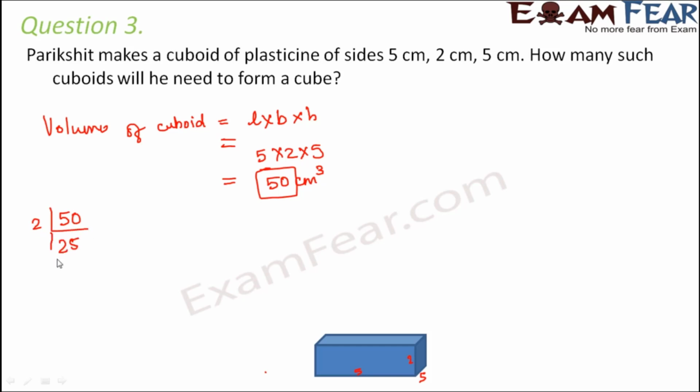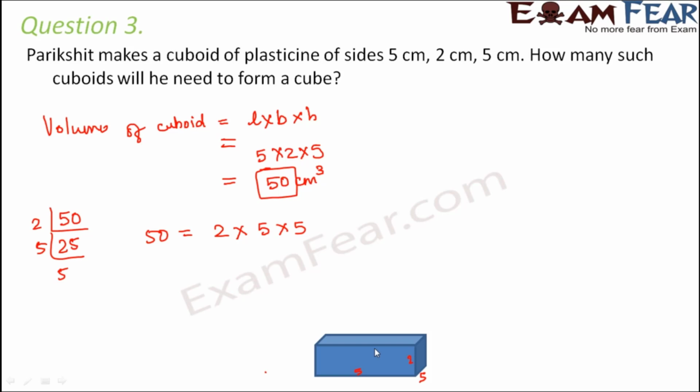Why am I doing this? I'll tell you. When we look at its prime factorization, it is 2 into 5 into 5, which again proves that 50 is not a perfect cube, and that is why this is a cuboid and not a cube. Now, is there any number by which we can multiply this number such that it becomes a perfect cube? Because we want many more cuboids to be placed so that we get a cube.